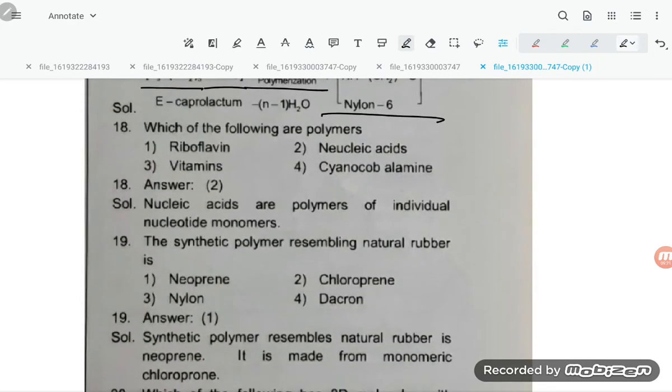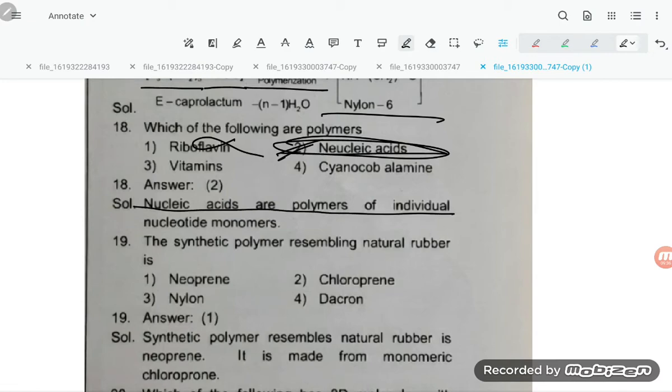Which of the following are polymers? Riboflavin? No. Nucleic acid is a polymer, student. Nucleic acid is a long chain compound. This is a polymer. Nucleic acids are polymers of individual nucleoside monomers. So whether DNA or RNA, these all are polymers.